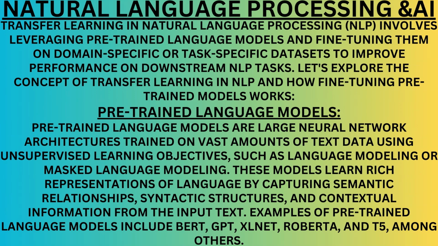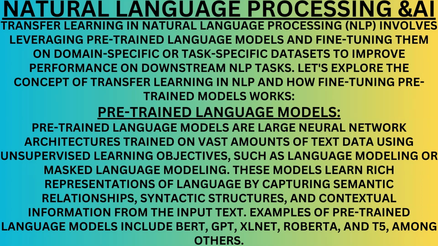Transfer learning in natural language processing involves leveraging pre-trained language models and fine-tuning them on domain-specific or task-specific datasets to improve performance on downstream natural language processing tasks. Let's explore the concept of transfer learning in NLP and how fine-tuning pre-trained models works.